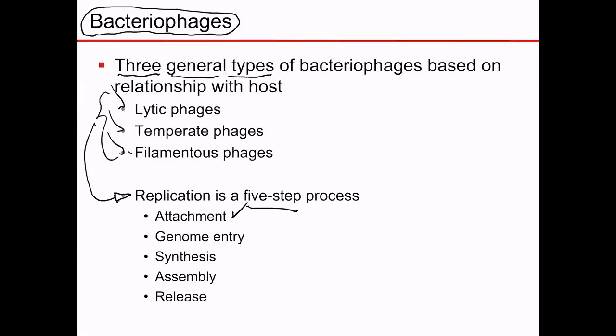The next step will be entry. So that virus needs to get the viral genome into that cell in order to start, in the next step, the synthesis: replicate that genome, but also start the synthesis of viral proteins. When those viral proteins are produced, when the genome has been replicated, then new viral particles can be assembled. And at the end, the virus needs to find a strategy to get out of that cell and be released.